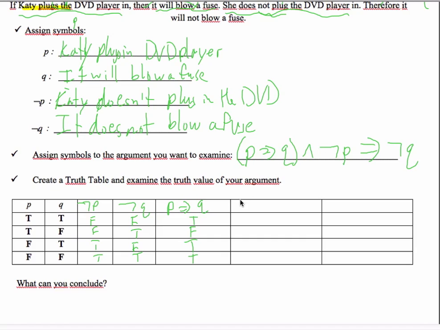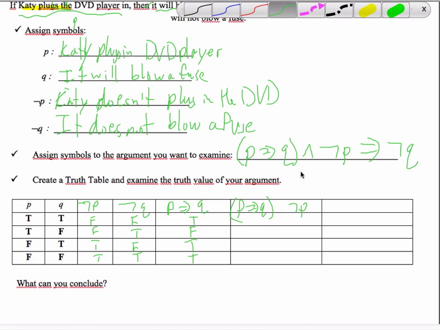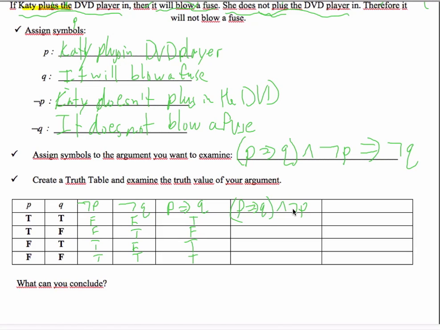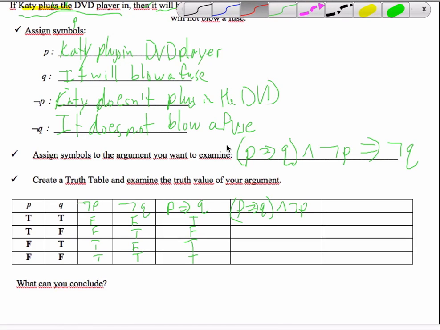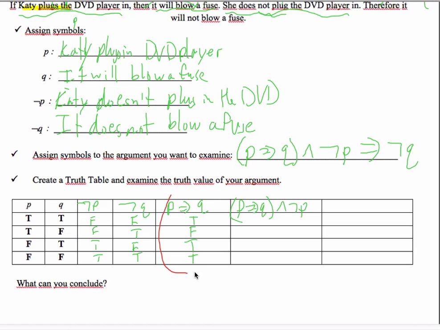And then we need to do P implies Q and not P. So we're looking at P implies Q right here, and then not P over here. We're going to look at these two. And is only true if both of them are true. So the last two here are true. That means the others are false.